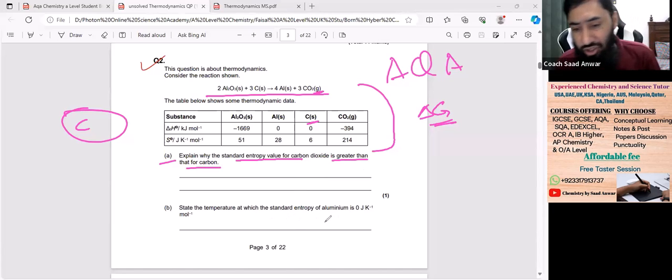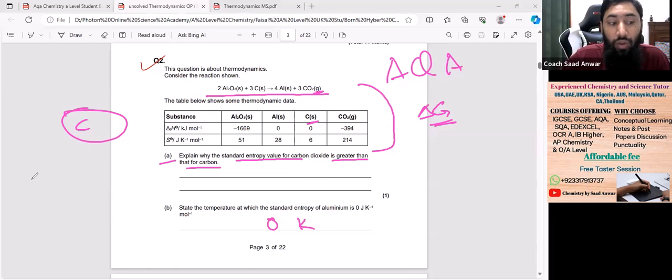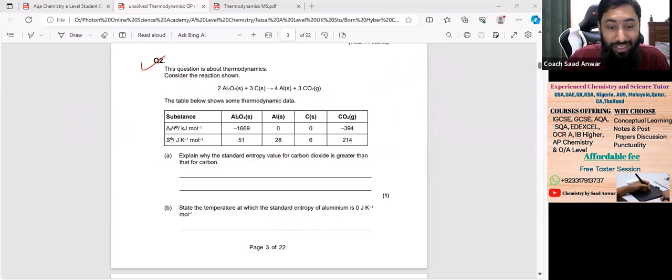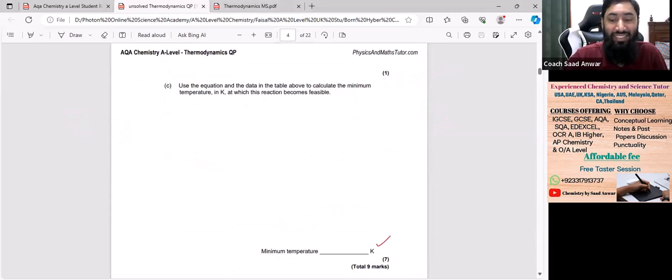State the temperature at which the standard entropy of aluminium is 0 joule per Kelvin per mole. So this is 0 Kelvin temperature if I am not wrong. Now I want to focus more on part C. So let's see what exactly is in part C.